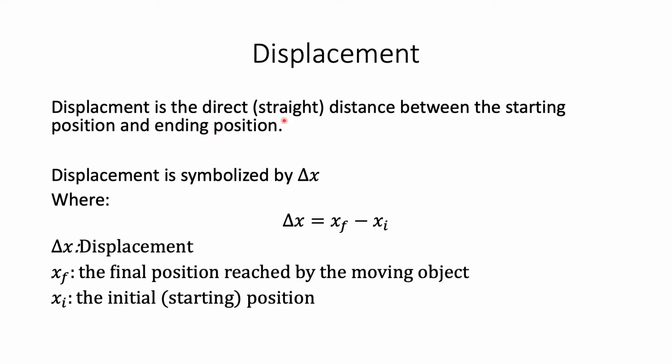Displacement is the direct or straight distance between the starting position and the ending position. It is affected by the direction the object moves. It is symbolized by delta x, where delta x is x final minus x initial. Delta x is the displacement measured in meters. X final is the final position or the ending position for the moving object in its trip, and x initial is the position from where it started moving.